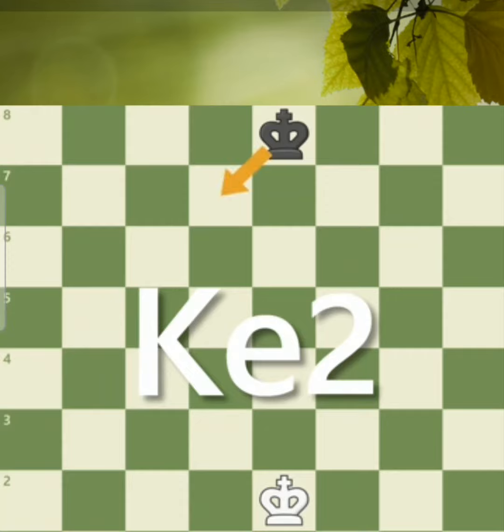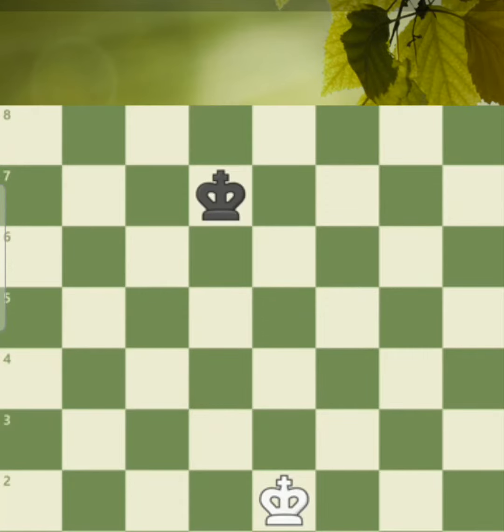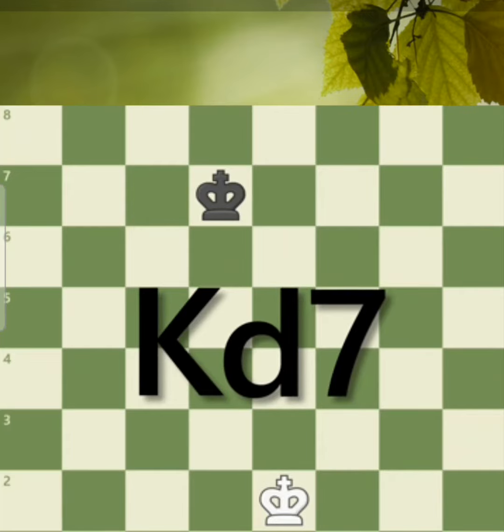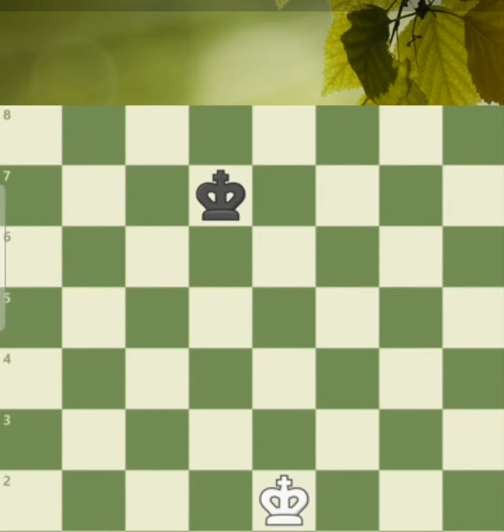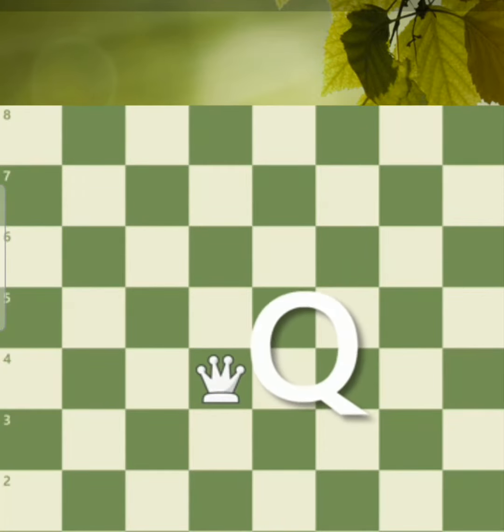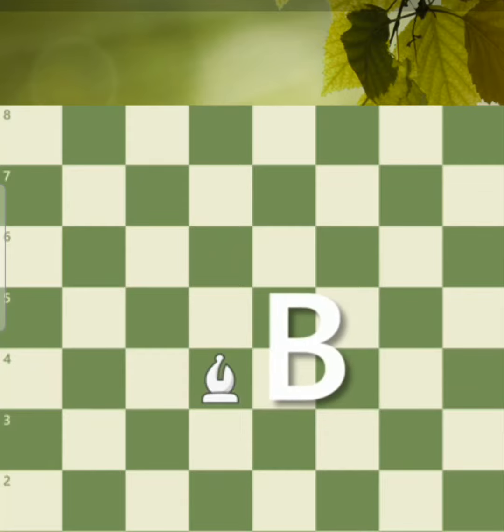Let's say black wants to play king to D7. In this case, it's the same idea. Capital K, lowercase D7. So piece, then square, K, D7. We will use the same idea for all the other pieces. The rook is a capital R, the queen, a capital Q, the bishop, a capital B.